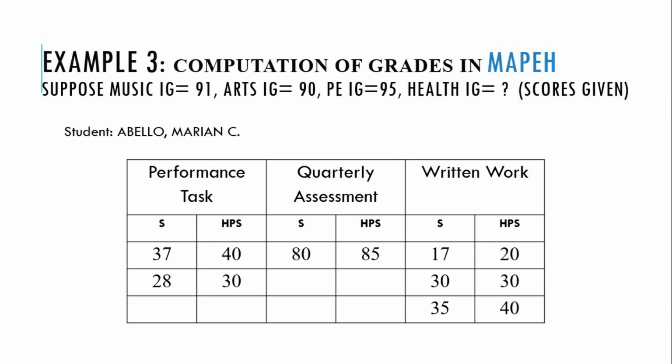Okay. Here you have to compute the grades in MAPEH of Abello, Marian. You are given the initial grades in Music 91, Arts 90, PE 95, while in Health, we still have to find it. Guys, this example is somewhat tricky. So please watch carefully, guys.